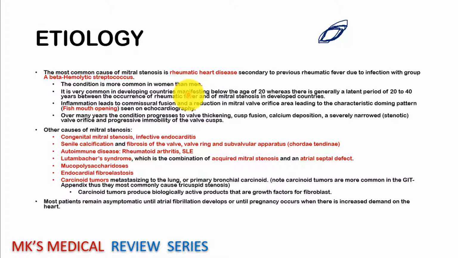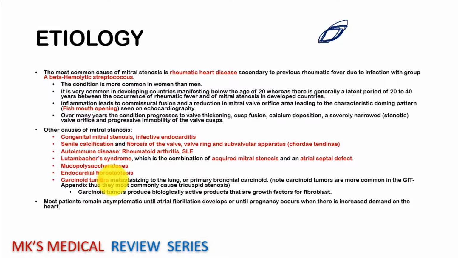Then remember that rheumatic heart disease is not the only thing that can cause mitral stenosis. You have other causes such as congenital mitral stenosis, infective endocarditis, senile calcification, which is associated with increase in age. You also have fibrosis of the valve ring, and the subvalvular apparatus, pretty much the chordae tendineae. You also have some autoimmune diseases such as rheumatoid arthritis, systemic lupus erythematosus, and then you have Lutembacher syndrome. This is just simply a syndrome where you have pretty much an acquired mitral stenosis and an atrial septal defect. You may also have some mucopolysaccharidosis, endocardial fibroelastosis, and carcinoid tumors.